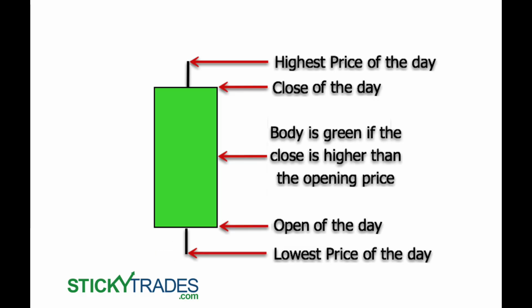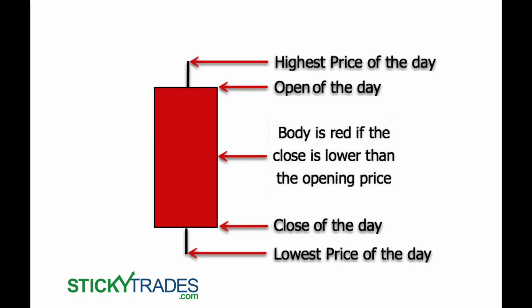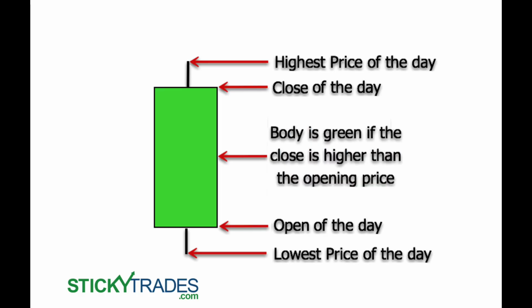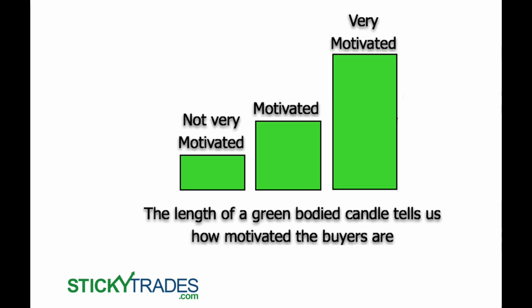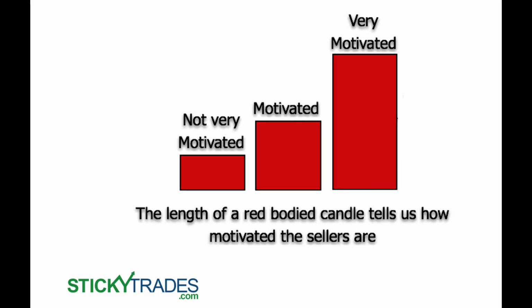And the only difference between a red candle and a green candle is that the closing price on a red candle is lower than the opening price. A green candle has the closing price higher than the opening price. That's it. But the length of the body gives us indications of how motivated the buyers or the sellers are. The longer the candle, the more motivated. The shorter the candle, well, not very motivated. And the same applies for the red candles.